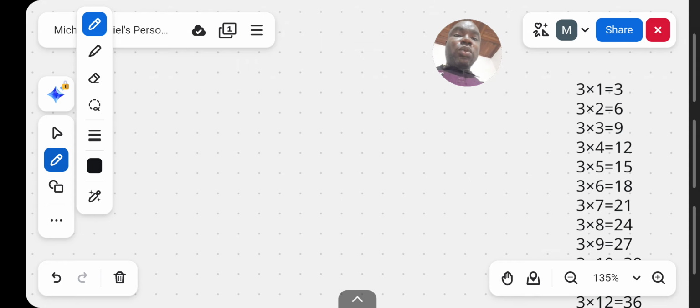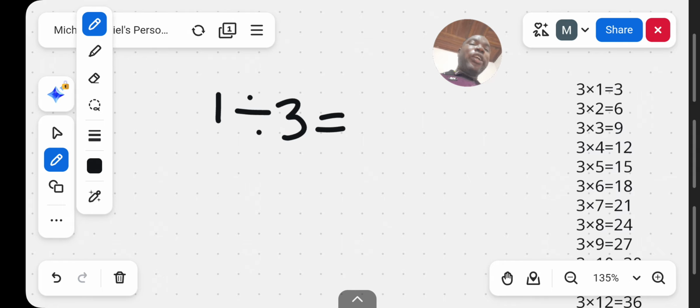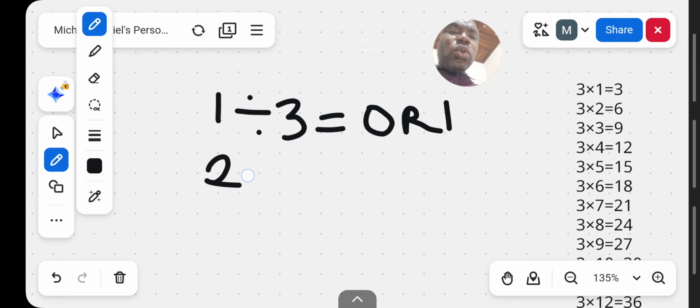Okay, now we have one. We're going to start with 1 divided by 3. Now 1 is smaller than 3, of course. So since 1 is smaller than 3, you have 0 remaining 1. Because if you read your 3 times table, you don't get 1. So 1 is smaller, right? So 0 remaining 1.